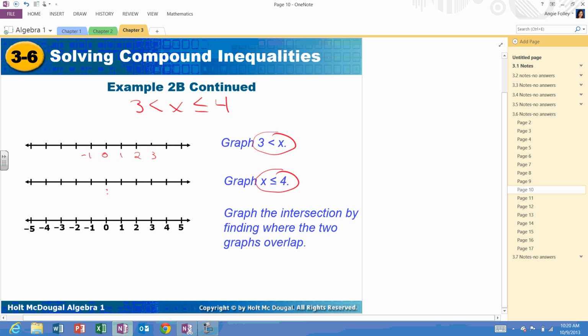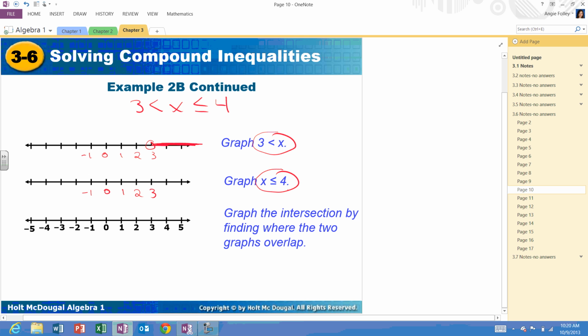Negative 1. We want to make sure that the number lines line up with all 3 here. Okay, so x is greater than 3. So that means I'm going to have an open circle at 3. Or sorry, yeah, x is greater than 3. And it's everything to the right.